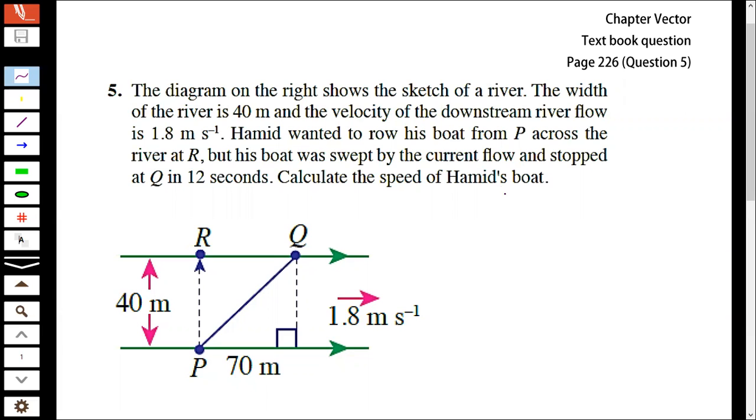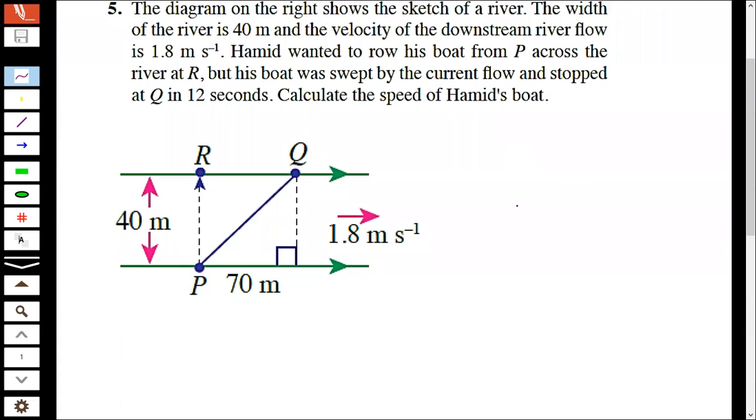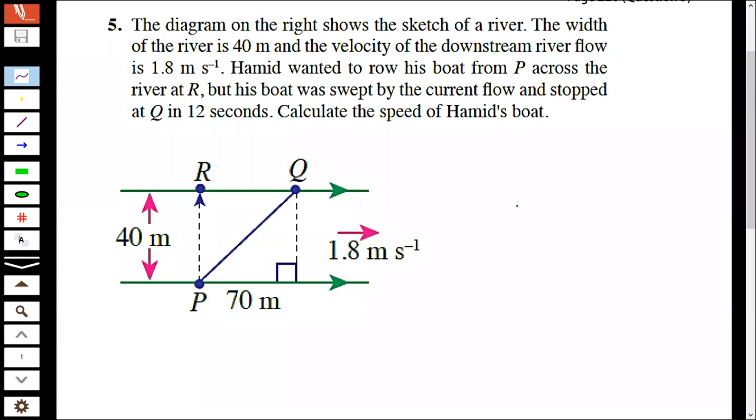First, you should understand a few things before you move on to the question. What is the story behind this question? The main agenda of this question is velocity. They talk about resultant velocity, the resultant vector.